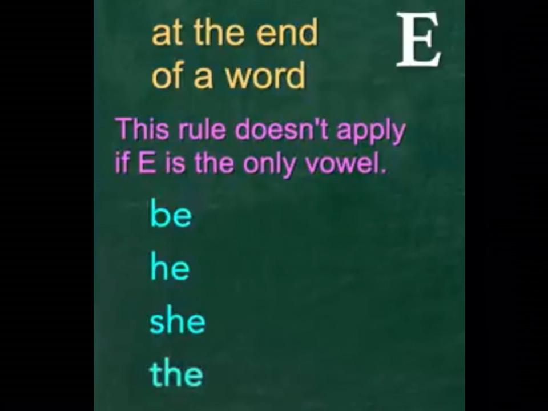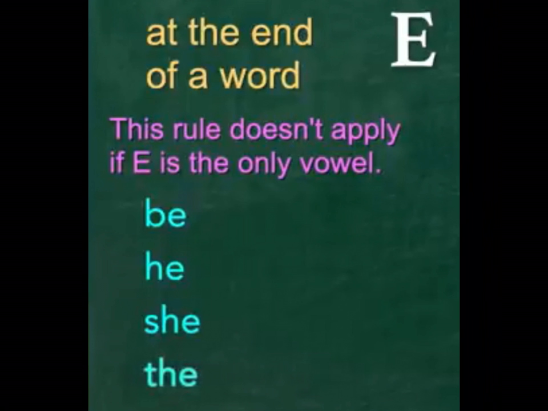Now, be careful, this rule doesn't always apply if E is the only vowel, like in these words. Here we have be, he, she, and the. Here you can hear the E, like be, he, she, the. You can hear the E. So the rule doesn't apply to all of the words. These words here, we can hear the E, so the E here is not silent. So be careful.